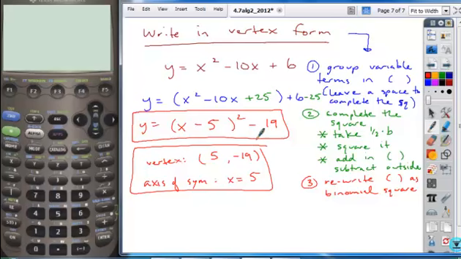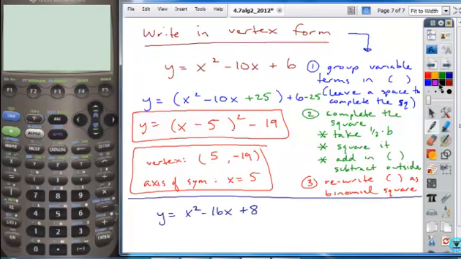All right, try that problem that's up on the board right there on your own. I'll write it here as well. See if you can rewrite the vertex form for y equals x squared minus 16x plus 8.